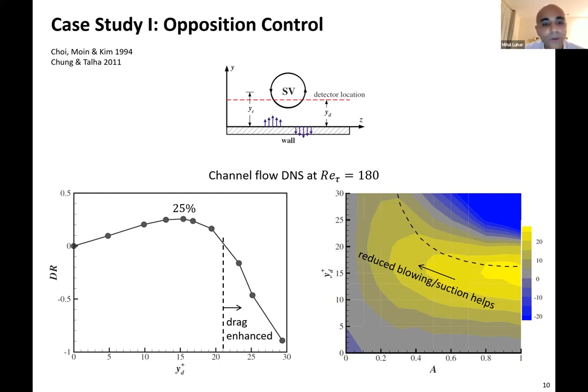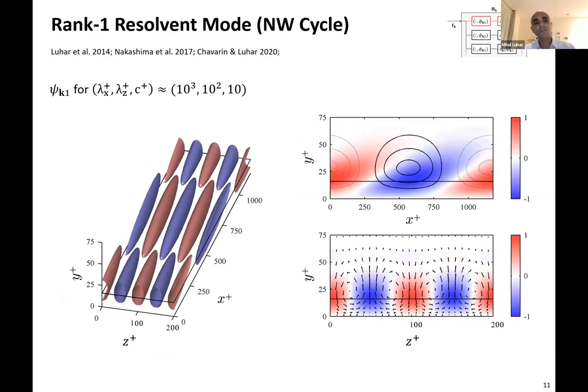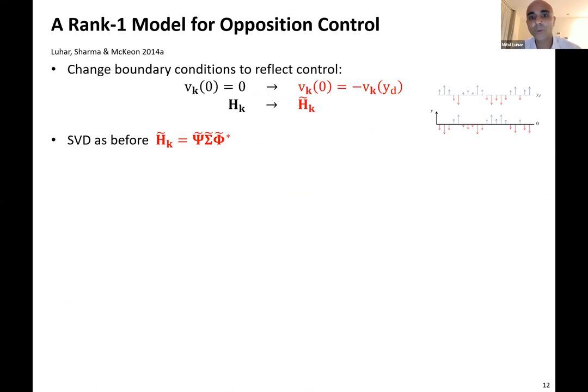So let's see if we can reproduce some of these trends using our resolvent-based framework. Okay. So this is the rank one resolvent mode that I showed previously. This is for a smooth wall. To account for the effect of opposition control, we essentially just changed the boundary conditions before formulating our resolvent operator.